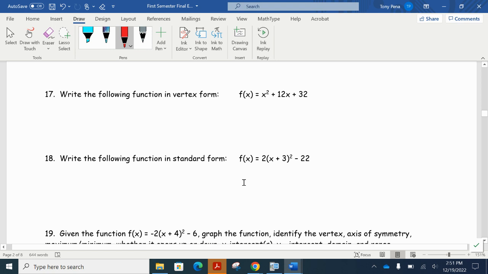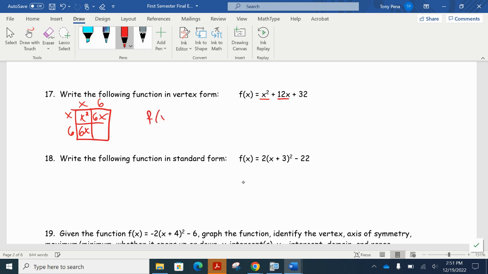17, another vertex form. So we're going to complete the square. X squared goes here, and we get that from x times x. The 12 x's get split equally between these two boxes, so 6 in one, 6 in the other. That means we have x plus 6, x plus 6. So when we go to write this in vertex form, we have two x plus 6's, so that's what this means here, x plus 6 squared.